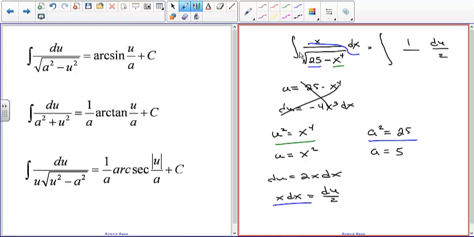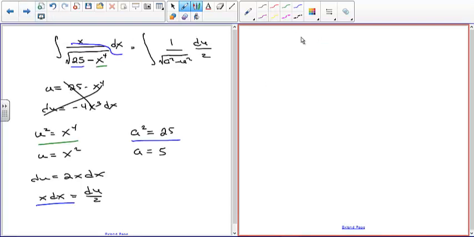This part is just, if I group these together, 1 over the square root of 25. So I end up with 1 over the square root of a squared minus u squared. So I factor out the half. So I get the integral of 1 over the square root of a squared minus u squared du.